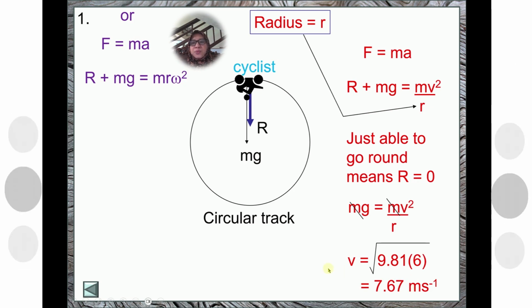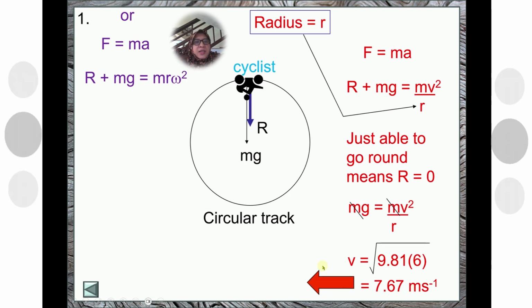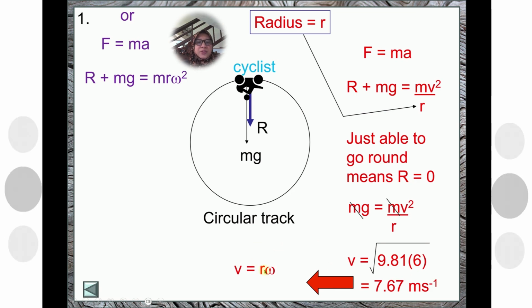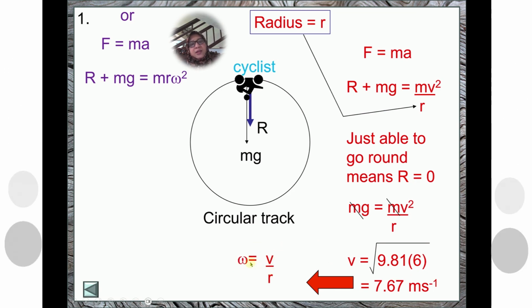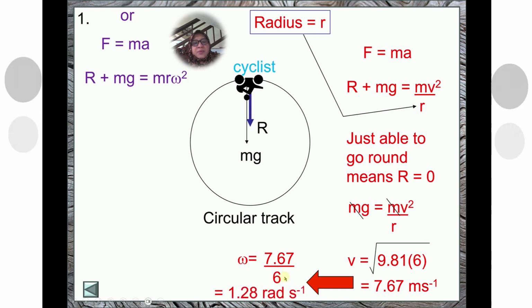But the question wants the angular velocity. So we use v equals r omega, and omega equals v over r, where omega is the angular velocity. We substitute into here, divided by the radius 6, and we get an angular velocity of 1.28 radian per second. If we use the other equation, we can also get the same answer.